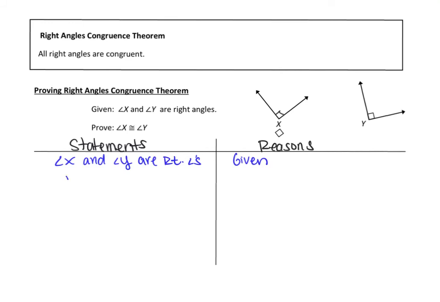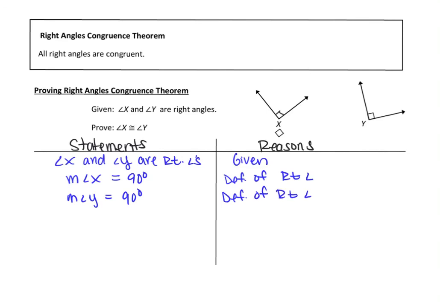We know that the measurement of angle X is equal to 90 degrees. And we can just say definition of a right angle because here's angle X and there's a box there. So that means it's a right angle. And then I can say the same for angle Y. So measurement of angle Y is equal to 90 degrees. And your reason is definition of a right angle because this one also has the little box.